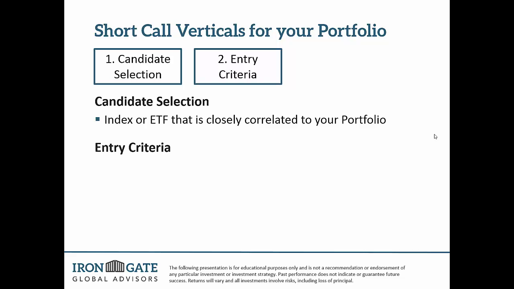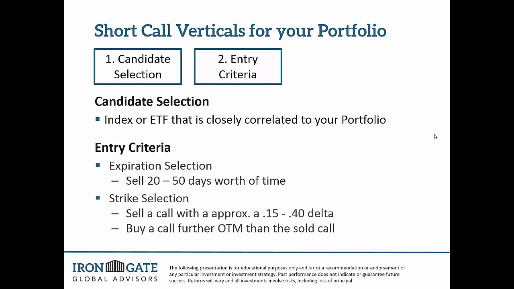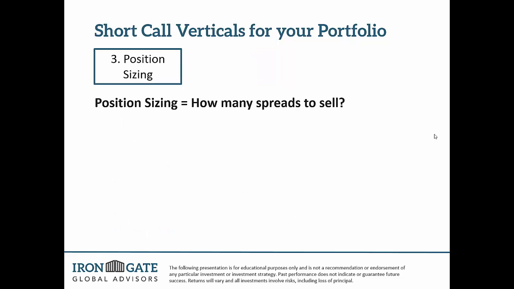The entry criteria is quite simple. You're going to sell 50 days worth of time, and you're going to sell a call. The strike selection: you're going to sell a call with about a 15 to 40 delta. And I'll show you what I mean by that. I'll show you an example. And then you're going to buy a call further out of the money than the sold call. All right, so that's the strike selection. We're going to put this in play, a real example here in a moment. Okay, so that's your entry criteria. Go ahead and pause it, take a snapshot if you want, or again, we'll just do it for you, right? But the third thing is position sizing, how many spreads to sell.